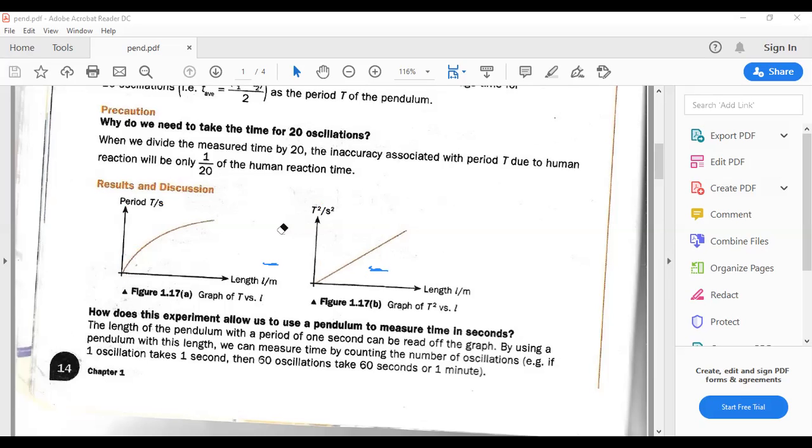Good. What else? We should check that the pendulum is tightly attached to the retort stand. It is not loose. Otherwise, it will fall. Right? Yes. What else? What else precaution should we take?